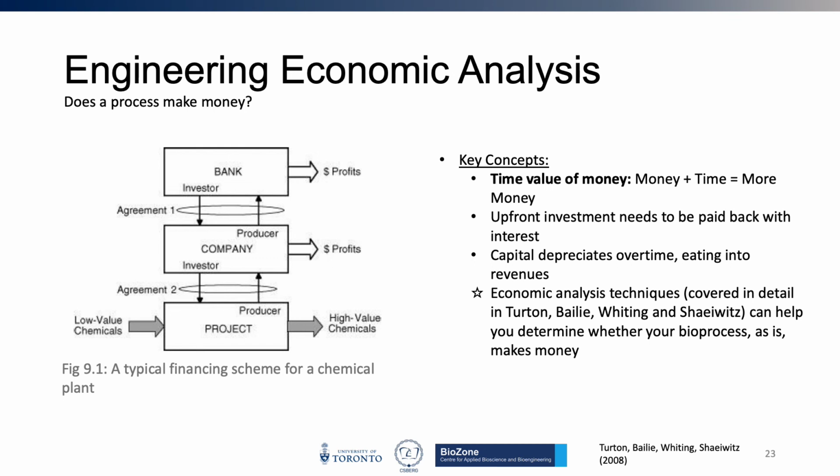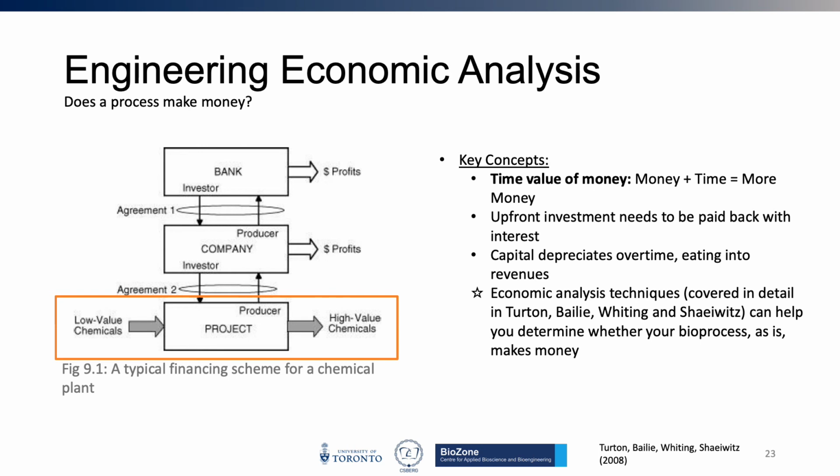On the left-hand side, there's a figure that shows the typical financing scheme for a chemical plant. As you can see, there are many different layers. The bank invests money into a company, and the company invests money into a project. The project is supposed to take low-value chemicals and produce high value chemicals. At every stage, the bank needs to generate profits, so it needs to get that money from the company. The company needs to generate profits, so it needs to get that money from the project being profitable. So this entire scheme depends on the scheme working out or panning out.